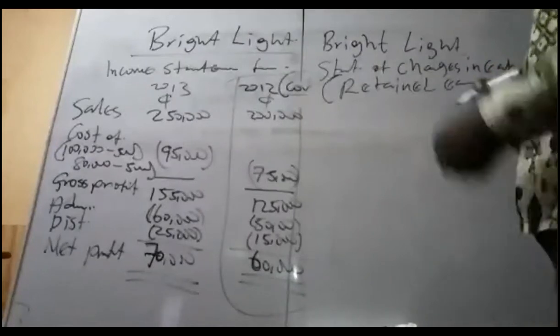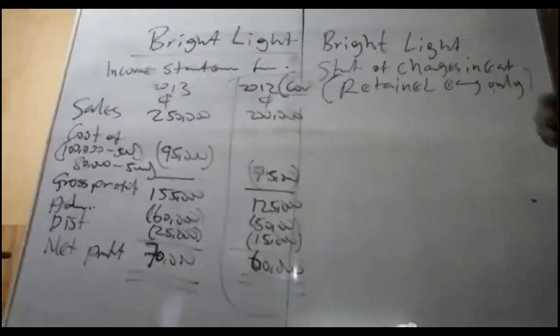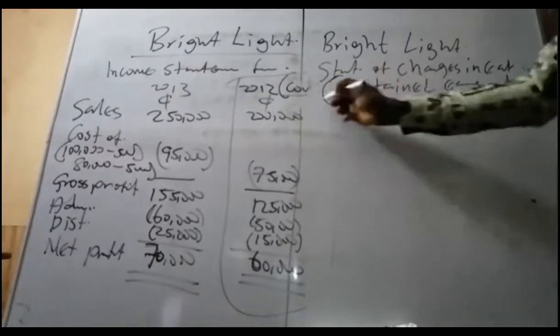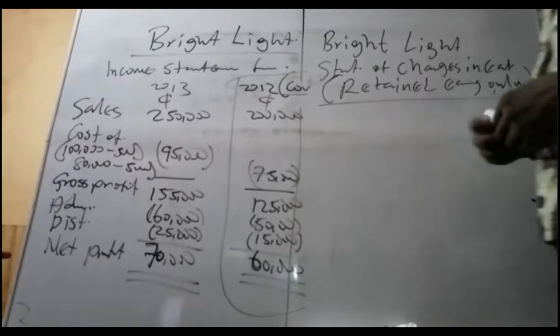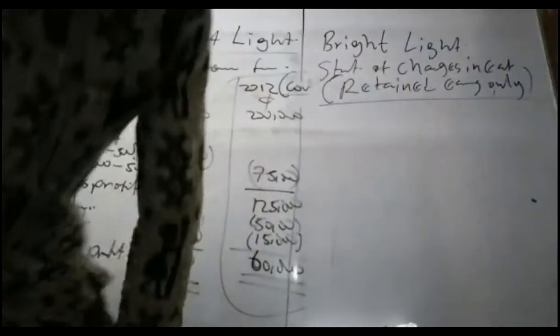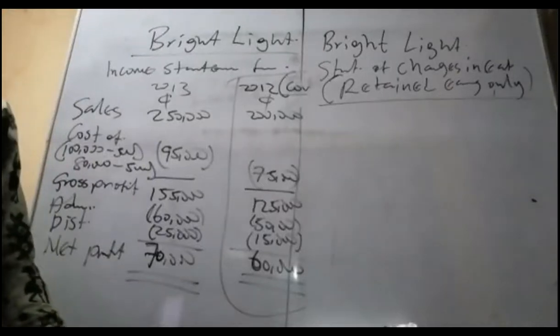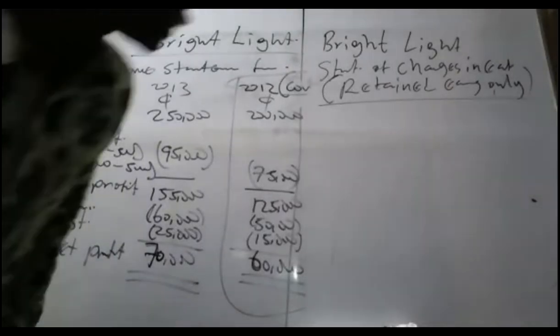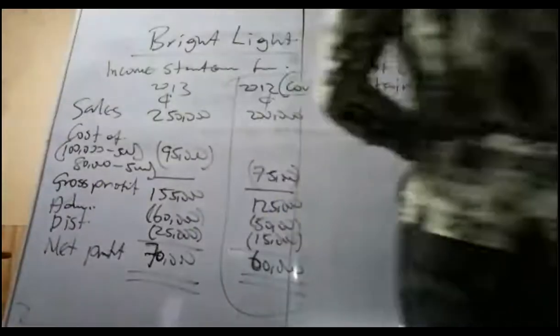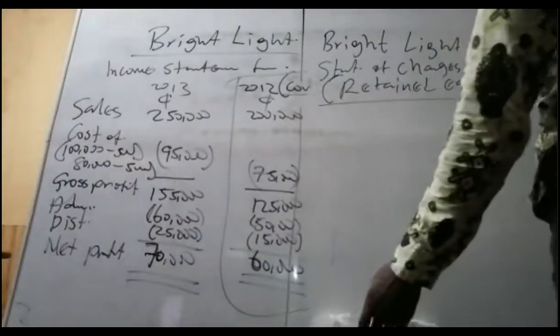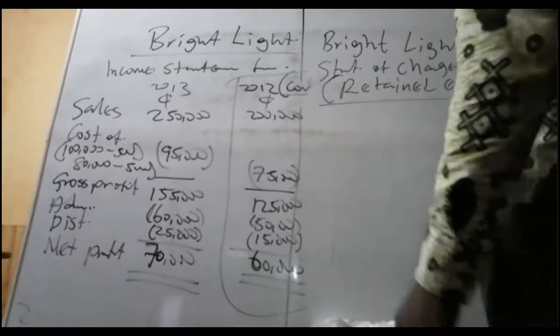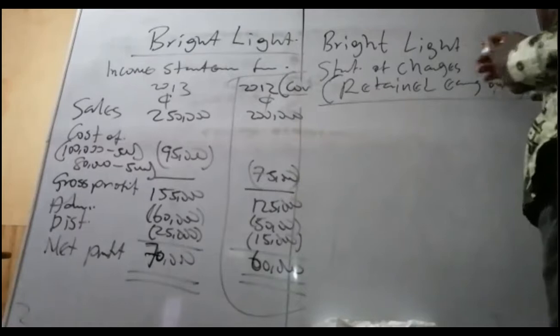You know, changes in equity have a lot of sub details, right? We are interested in the retained earnings only. Now let's start. I'll provide an alternative, so you can select any method that you want. Changes in equity.